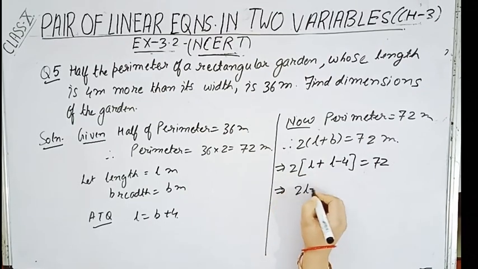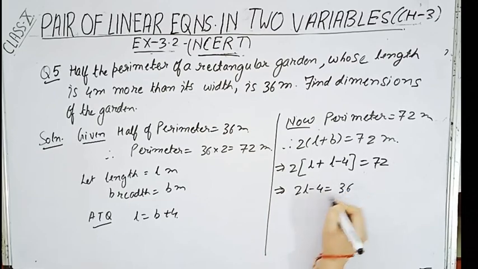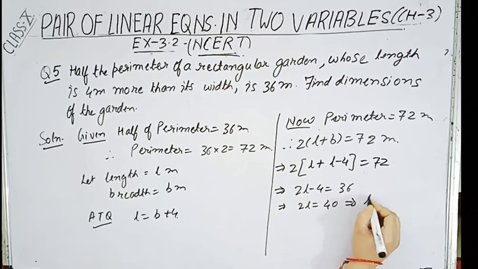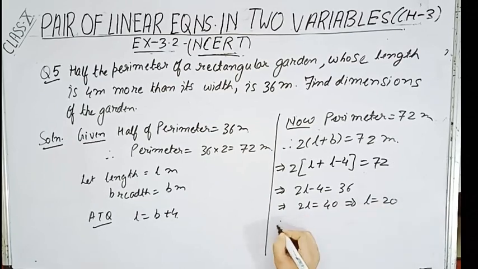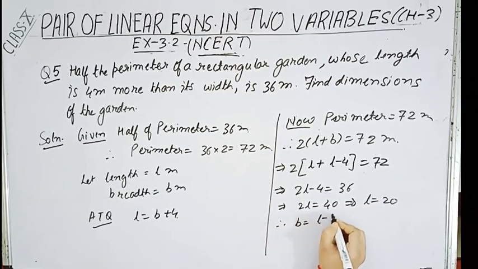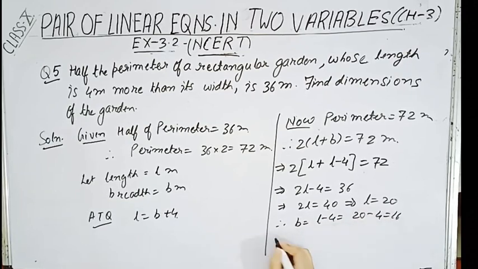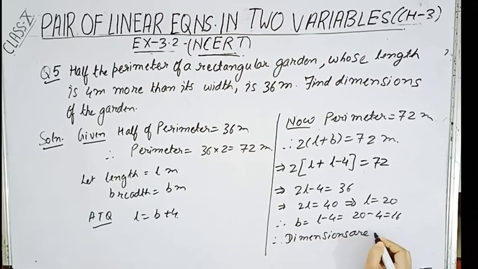This implies twice L minus 4 equals 36. This implies twice L equals 40, implies length equals 20. Therefore breadth equals L minus 4 equals 20 minus 4 equals 16. Therefore dimensions are length equals 20 meter and breadth equals 16 meter. Answer.